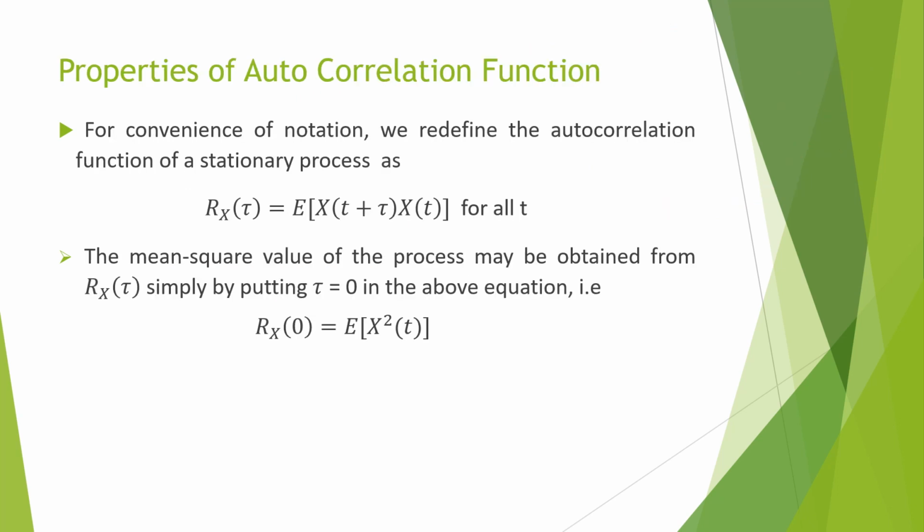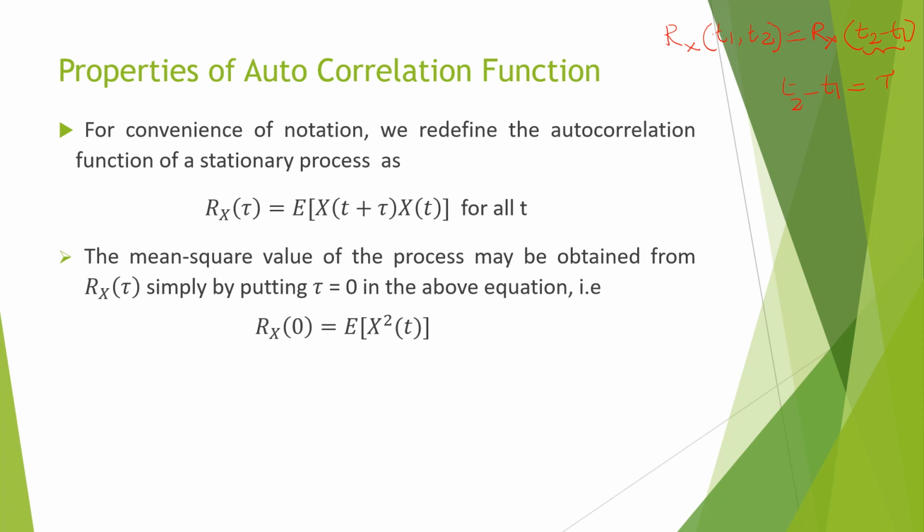We discuss some important properties of the autocorrelation function. I'll write it here again: for a stationary random process, Rx(t1, t2) is equal to Rx(t2 minus t1), which depends only on the time difference. Suppose I denote t2 minus t1, the time difference, as tau.